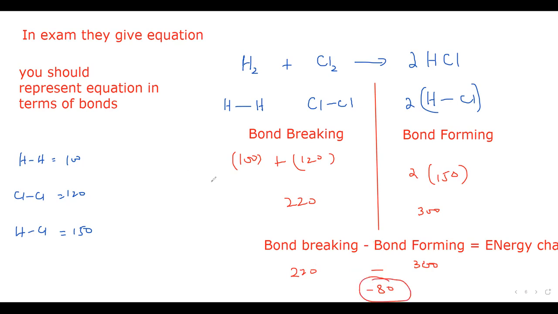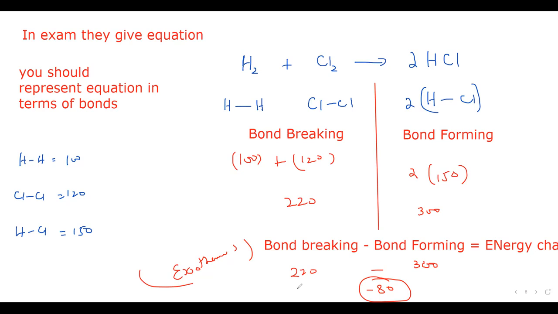Which reaction is this, exo or endo? The energy change is negative. So because the energy change is negative, this shows that the reaction is exothermic. An exothermic reaction means it will release energy. So you have to show the bonds first, and then you calculate according to the given question.